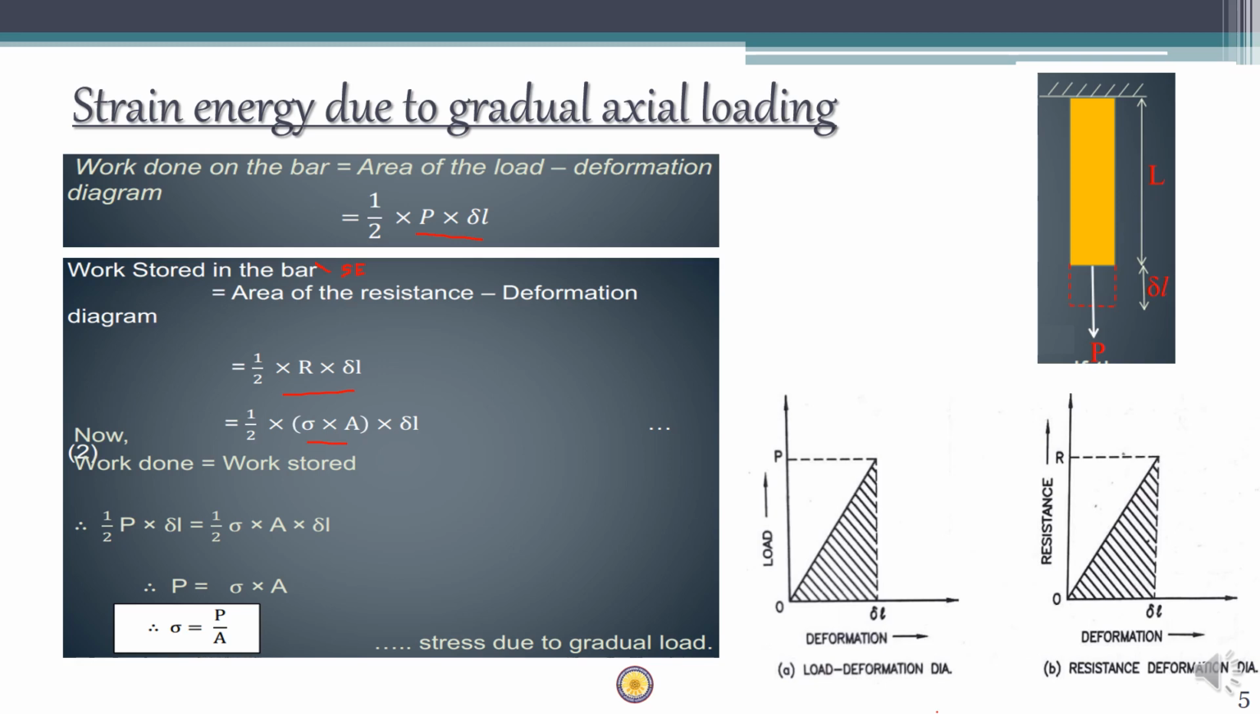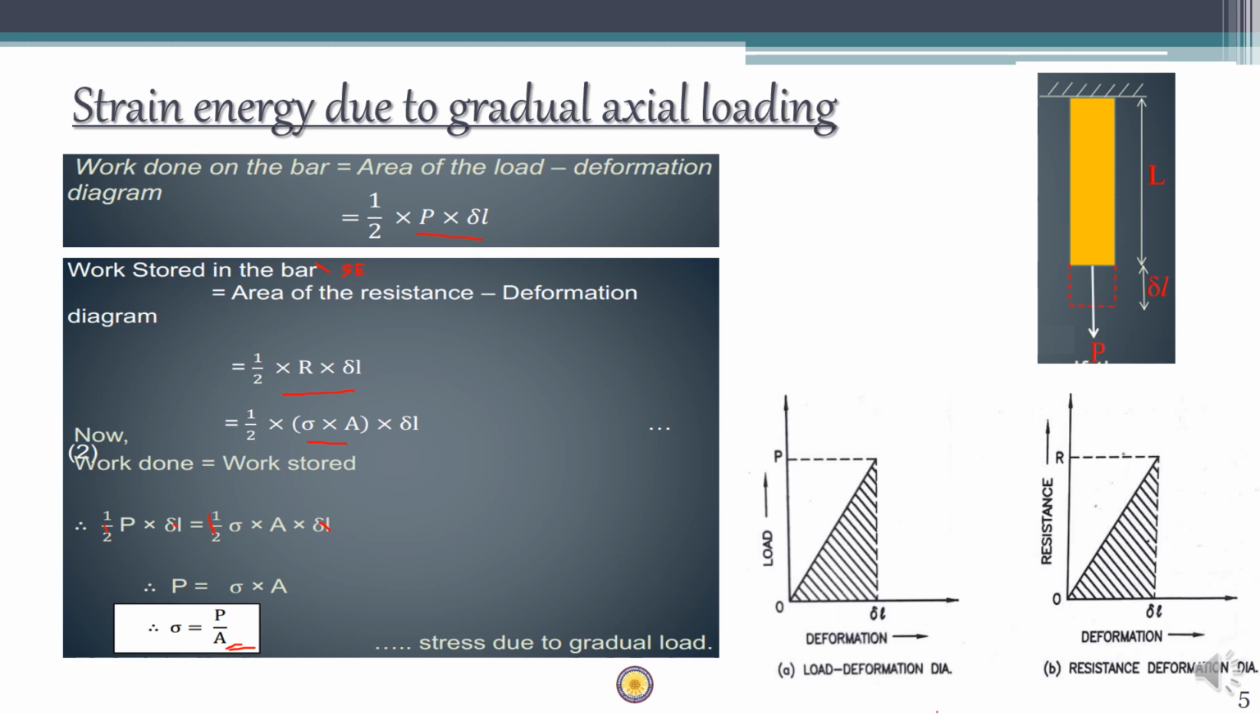So now we have work done and work stored, which should be equal to each other, right? So we can say that half P into delta is equal to half into sigma into A into delta L. The delta L and delta L get cancelled, and half gets cancelled each other, which means that P is equal to sigma into A, which indeed means sigma is equal to P by A. Okay, so this is a well-known fact already known to you, right? So stress developed in a bar due to gradually applied load is P by A.